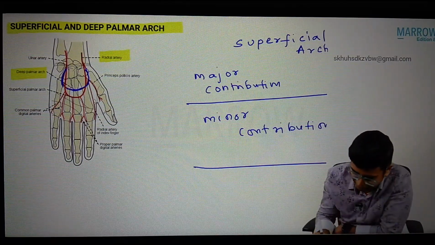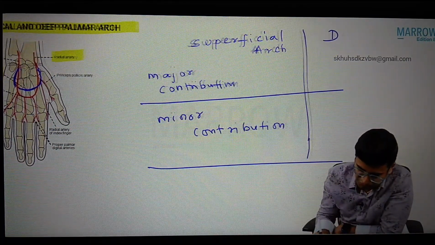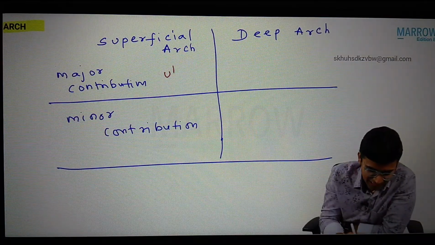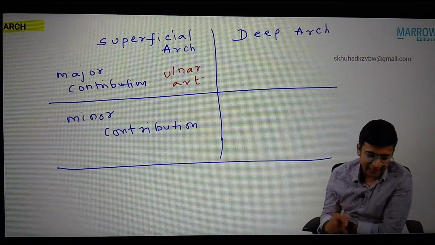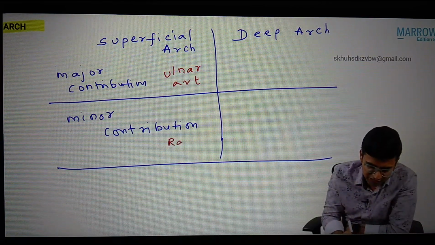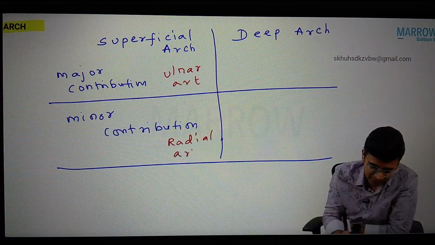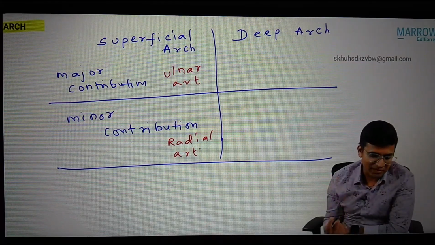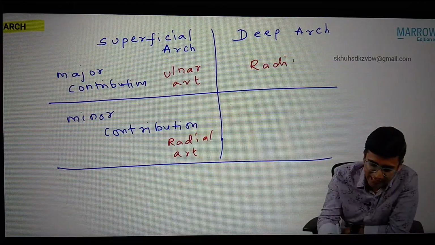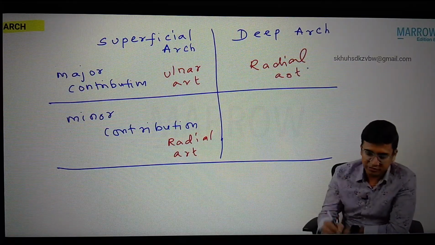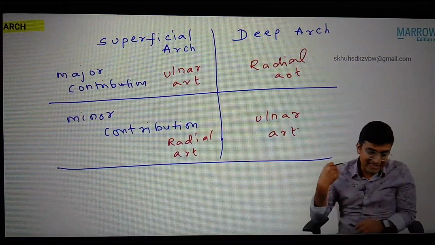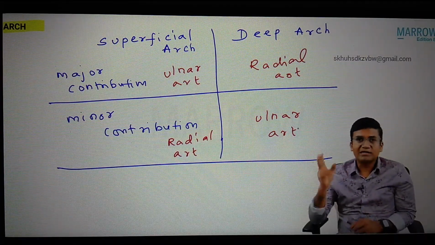So first we write here. Superficial palmar arch: major contribution by the ulnar artery, and the arch is completed on the other side by one small contribution from the radial artery. Now, what about the deep palmar arch? The deep palmar arch is a direct continuation of the radial artery, with minor contribution from the ulnar artery. Fine. The point is, for each arch, superficial and deep, both arteries are involved.